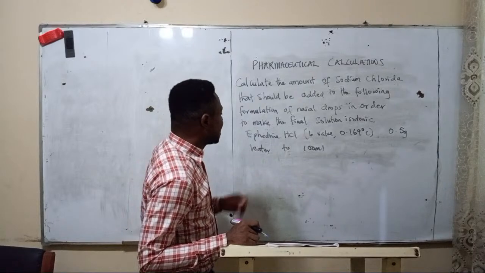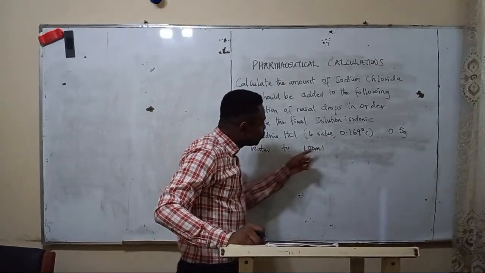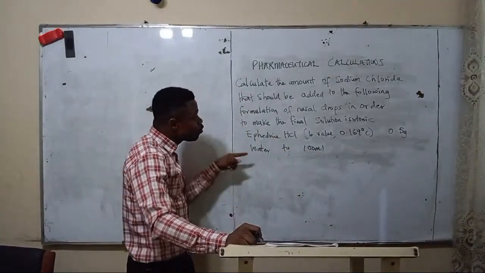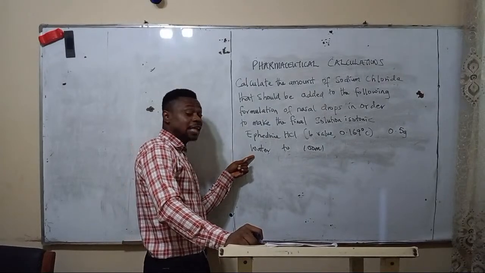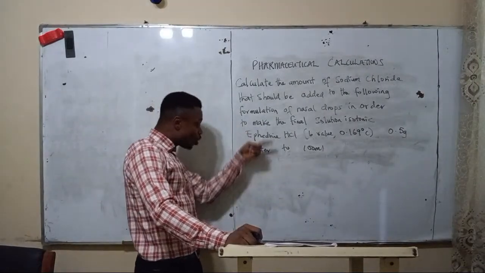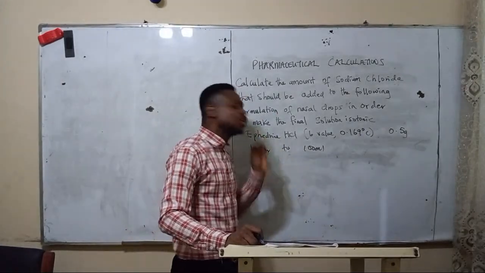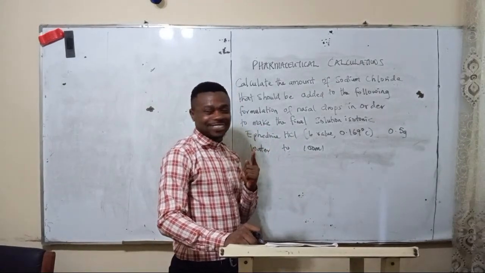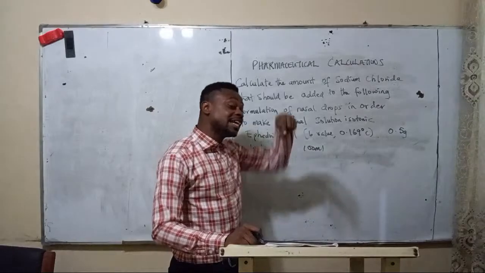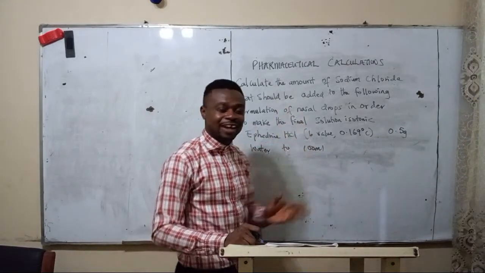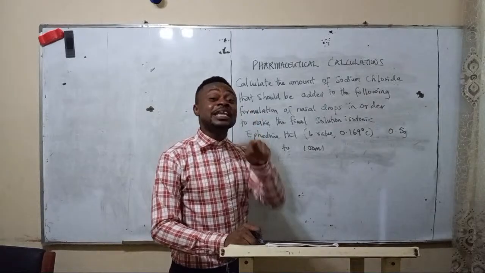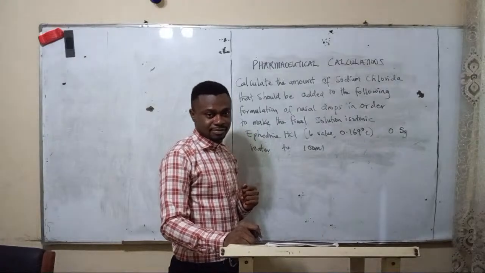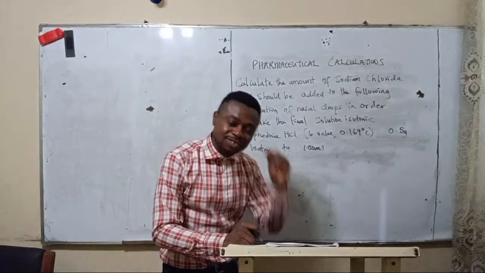Now, how do we come here? Look at this thing critically. To make this thing isotonic, we should first of all check whether this thing on its own is even isotonic. Because if it's isotonic, no need trying to make it isotonic. There's one thing I keep saying: not any question you see that asks you to make a solution isotonic, you rush and start calculating what you don't know. Calm down. Determine if the solution itself is isotonic before you do anything.